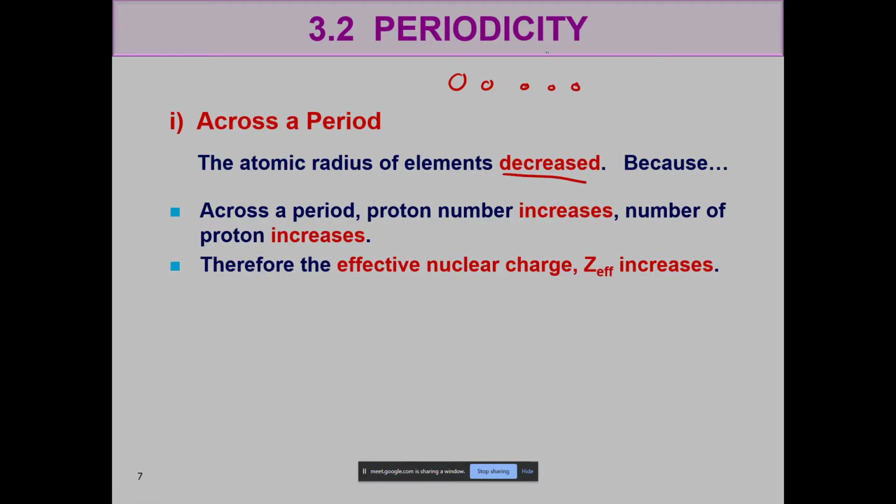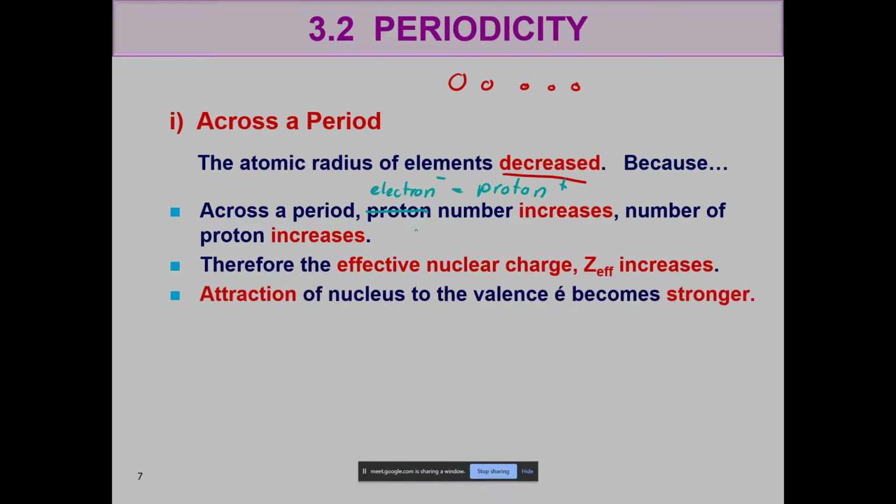Okay, across the period, the electron number increases. Okay, across the period, kita susun ikut electron number kan? And electrons is equivalent to proton number, remember? Sebab electron is negative, proton is positive. So, the number is always the same lah, kecuali it is ions. So, across the period, kita susun ikut increasing proton number ataupun electron number.